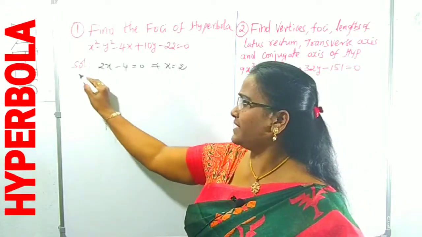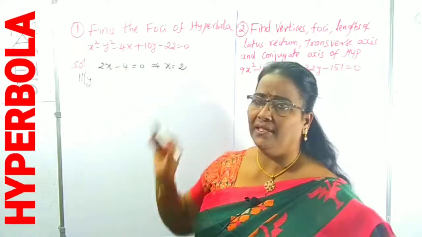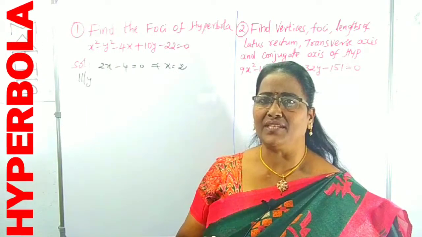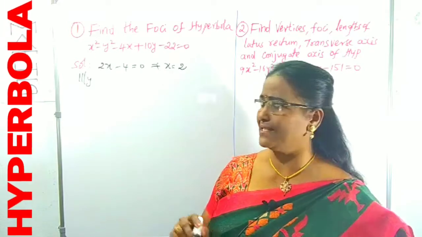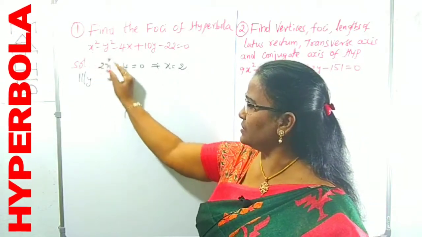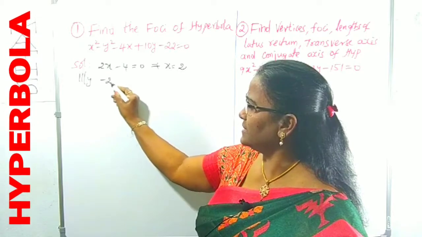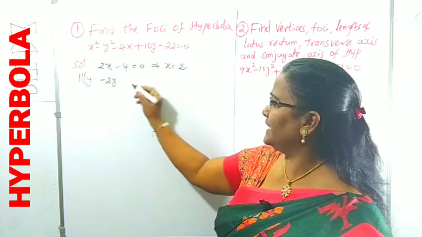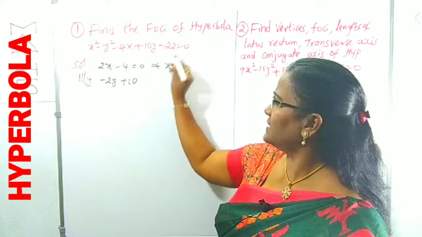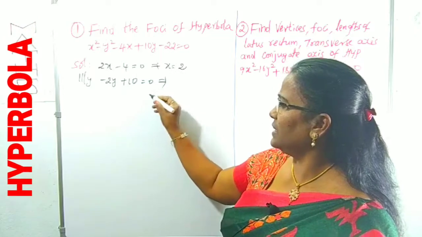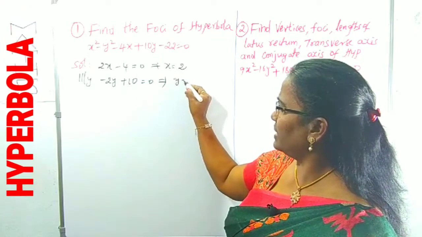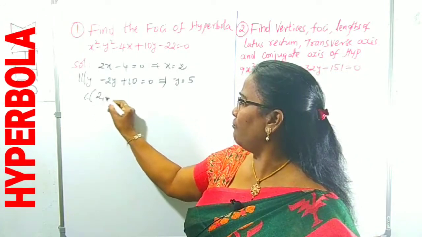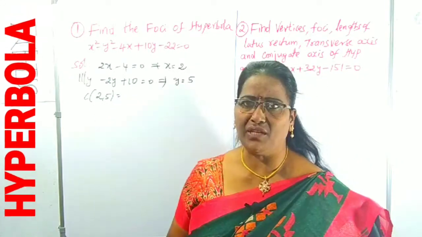Clear? Similarly, we differentiate the equation with respect to y. In this case we treat x as a constant, so the x square derivative is 0. Y square with the minus sign has derivative minus 2y. Minus 4x has derivative 0, and the 10y derivative is 10. The constant derivative is 0. Now from this we get the y value of 5. This x and y, (2, 5), is our center of the hyperbola.